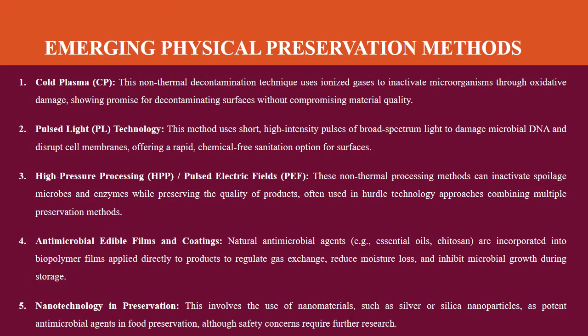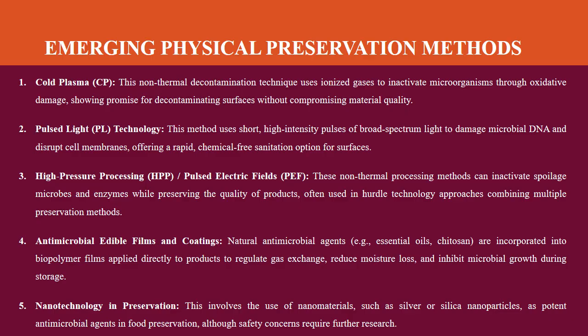The next is emerging physical preservation methods. The first method is cold plasma. This is a non-thermal decontamination technique that uses ionized gas to inactivate microorganisms through oxidative damage, showing promise for decontaminating surfaces without compromising material quality. The second technology is pulsed light technology. This method uses short, high-intensity pulses of broad-spectrum light to damage microbial DNA and disrupt the cell membrane, offering a rapid, chemical-free sanitation option for surfaces.